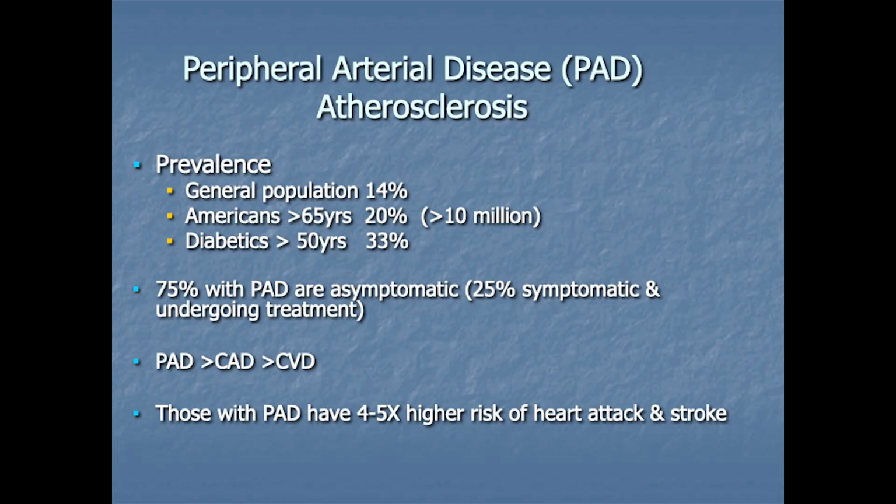So PAD, peripheral arterial disease, atherosclerosis, is extremely common. The thing about PAD, you've got to think of it as a systemic disease. So we're focusing on the effects in the legs, but the same principles apply to every organ in the body.